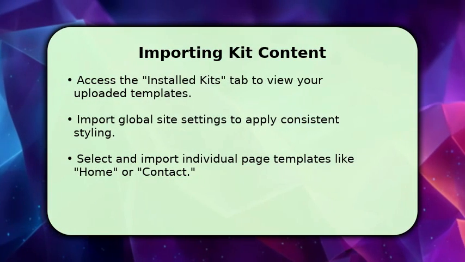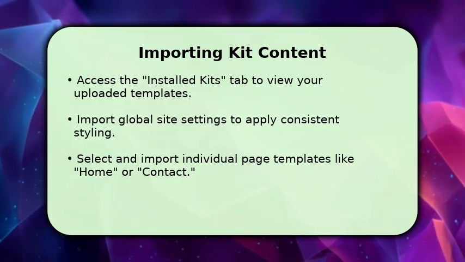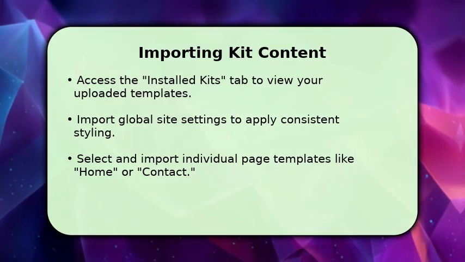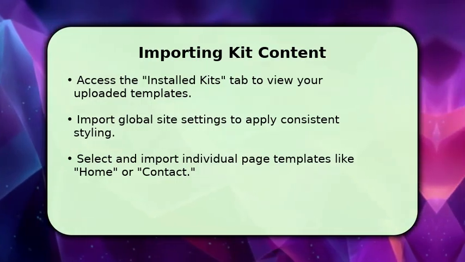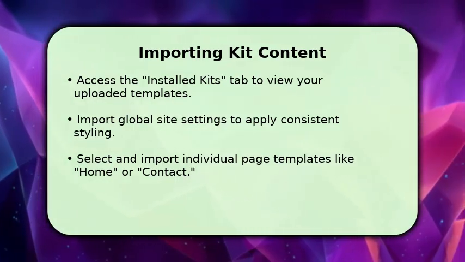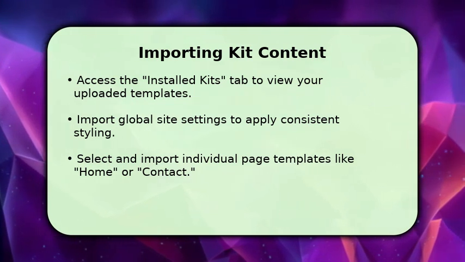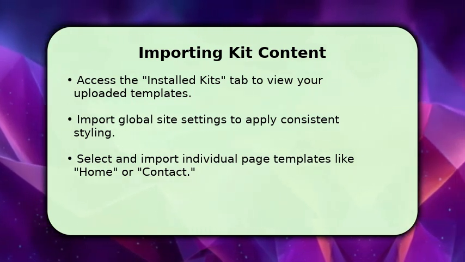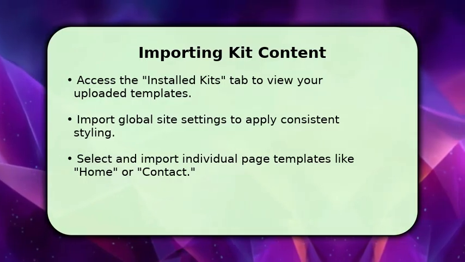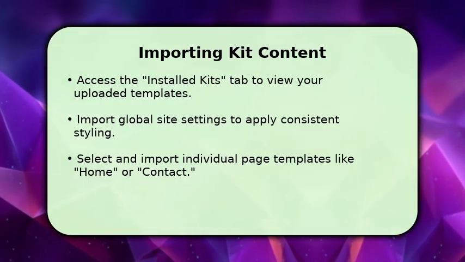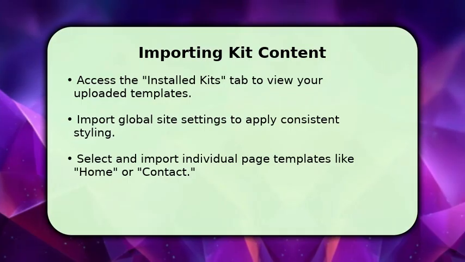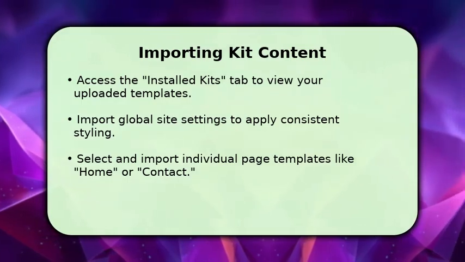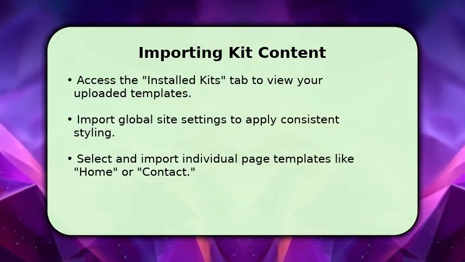With your kit uploaded, navigate to the Installed Kits tab. The first crucial step is to import the global site settings. This applies the kit's fonts, colors, and overall styling across your entire website. After that, you can selectively import individual page templates, such as your home, about, or services pages. You might import 5 to 10 pages, depending on your site's needs.